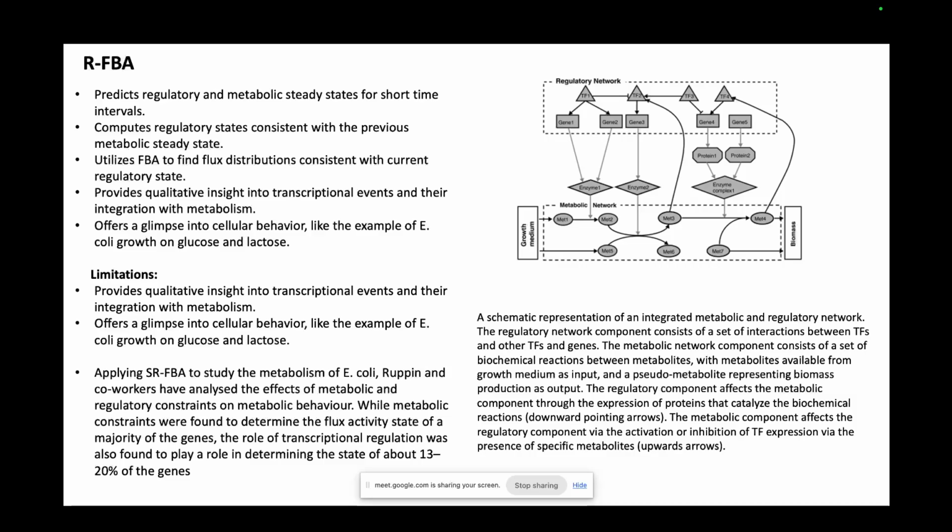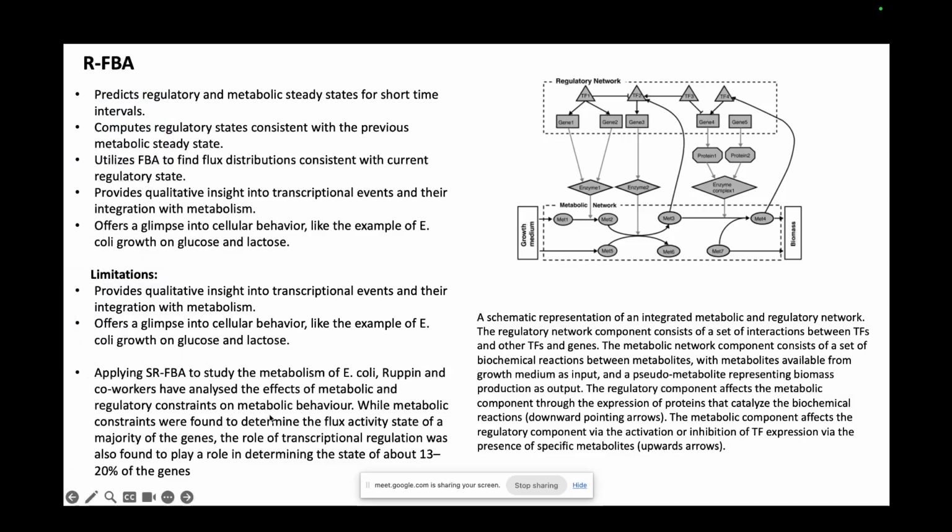It's basically a steady state version of RFBA, regulatory flux balance analysis, because when we do FBA, we all assume steady state behavior. If you remember, S dot v is equal to zero. It's the steady state behavior of a system. So that is what we assume here also, and that is why the name steady state regulatory flux balance analysis, right?